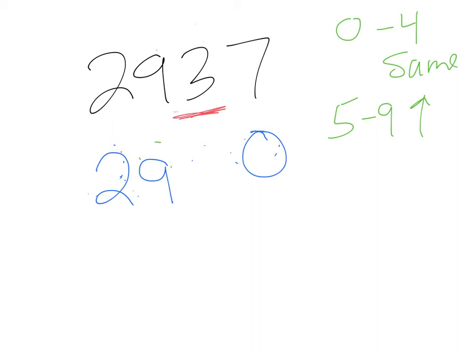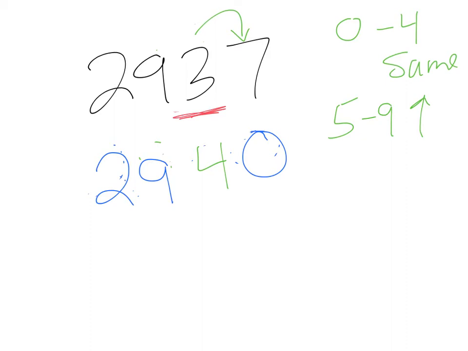Now that 3 is the only number, again, that's in limbo. So because of that, I'm going to look to the number that's to the immediate right, in this case the 7. And because the 7 is a large value, I choose to round that 3 up to a 4. So rounded to the nearest 10, this would be 2,940. So that's how we round whole numbers.